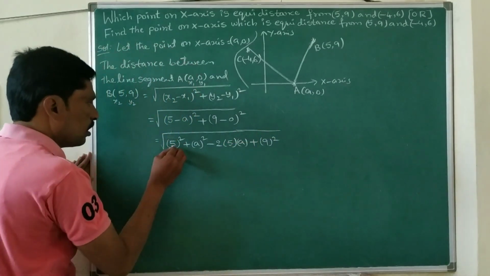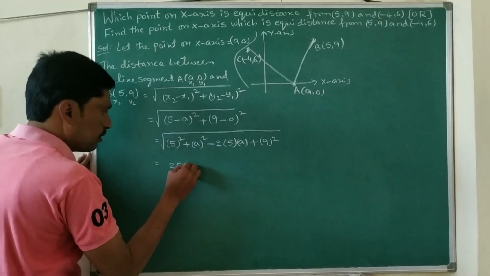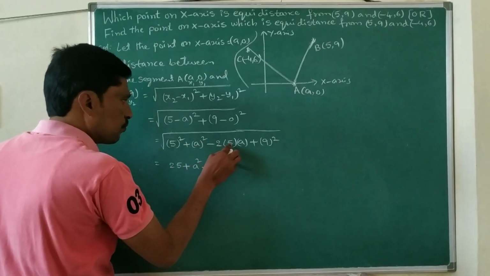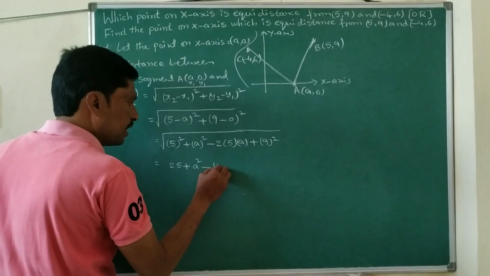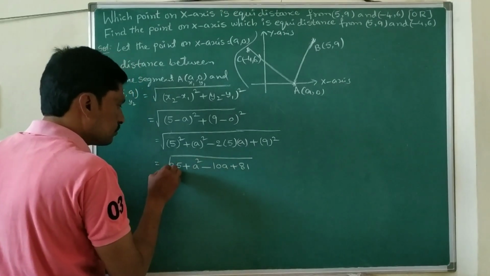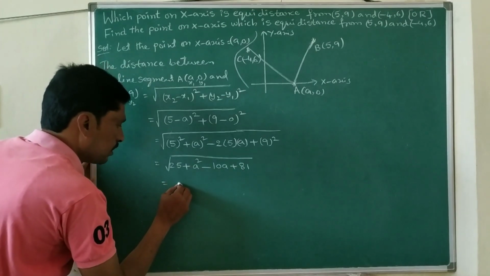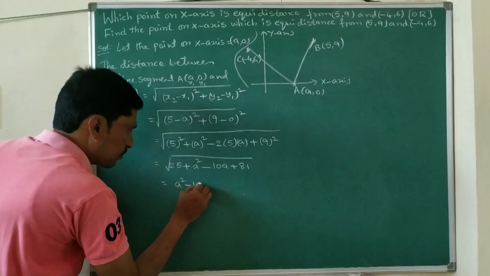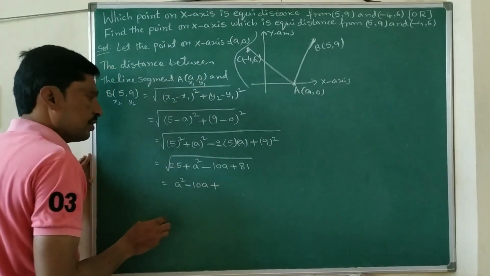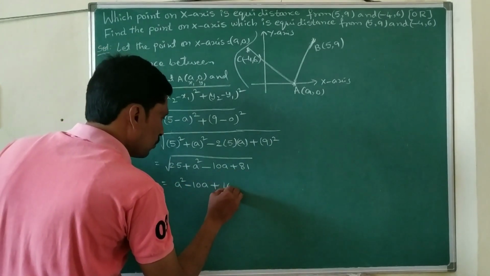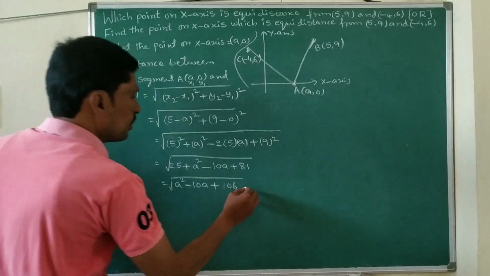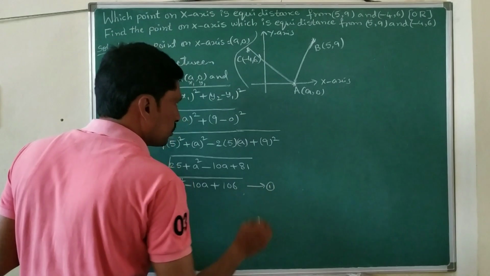That equals under root 25 plus a square minus 10a plus 81. Now you can write in order: under root a square minus 10a plus 81 plus 25. 81 plus 25 is 106, under root. Now this you can take as equation number 1.